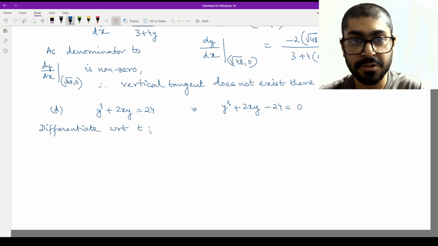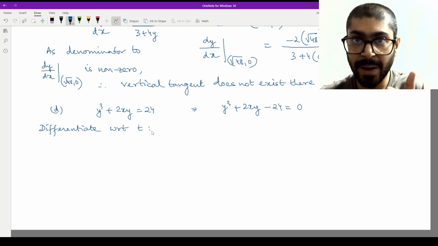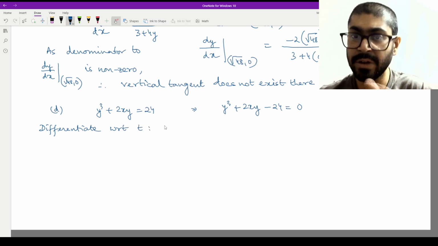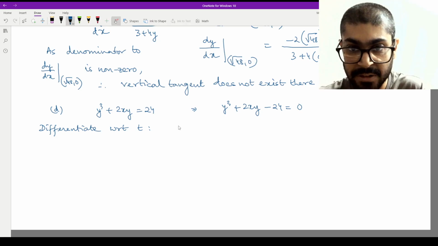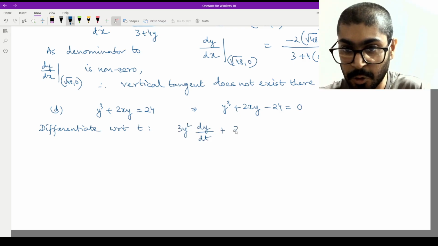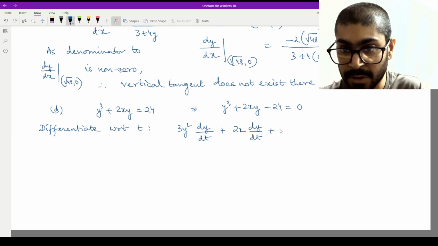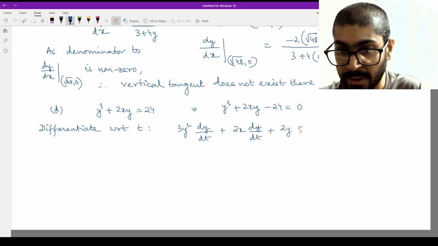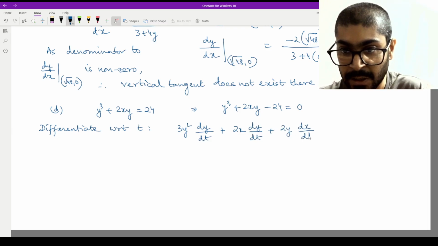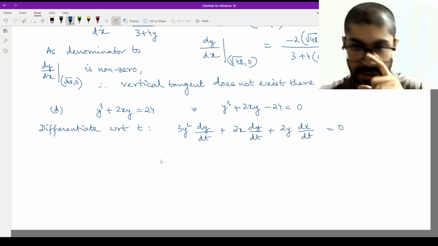Because we are checking the position of the particle with respect to time, we differentiate with respect to time. So this will give us 3y square dy/dt plus 2x dy/dt plus 2y dx/dt, and the derivative of the constant will be 0, which is equal.